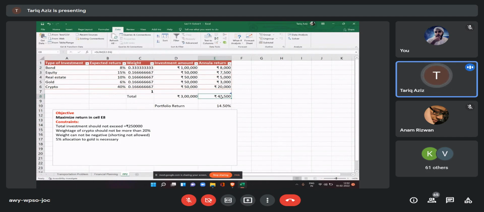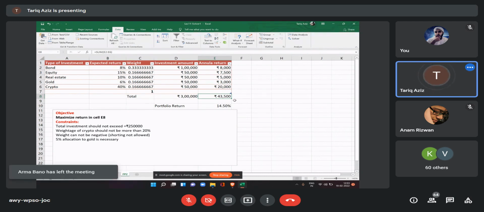If you add up all these returns, this will give the portfolio return, which is nothing but the sum of all returns from all these assets, which in this case is 43,500. In terms of percentage, the investment was 3 lakh and the return is 43,500, so you can calculate the return in terms of percentage also. Now this is an example of profit. Whenever we talk about profit, the objective is to maximize. So our profit cell is E8, and E8 has to be maximized.